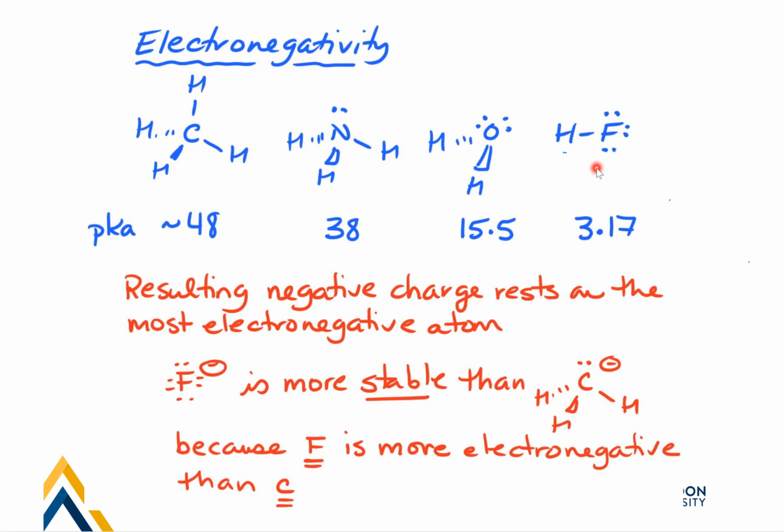If we are looking at methane versus ammonia versus water versus HF, the pKa's are in this range. Methane, pKa is around 48 or 50, depending upon your source. It's super high. So nitrogen, it goes down by 10, and then it's over half, and then there is a big drop off between water and HF. But going from methane to HF, there's a massive difference in acidity here.